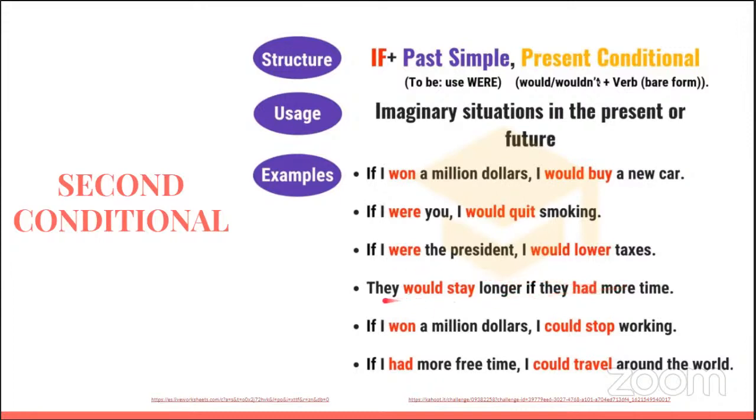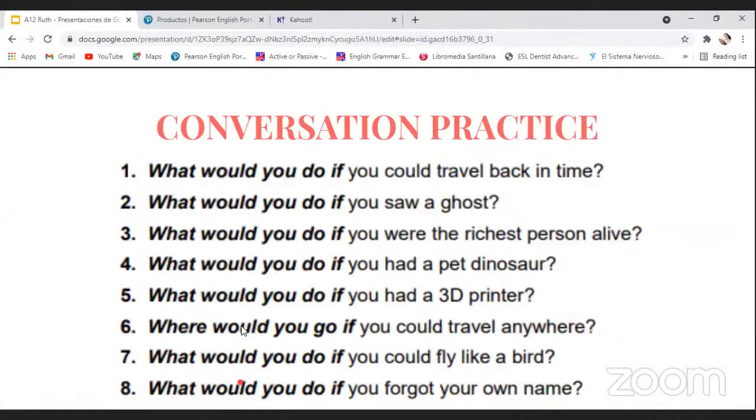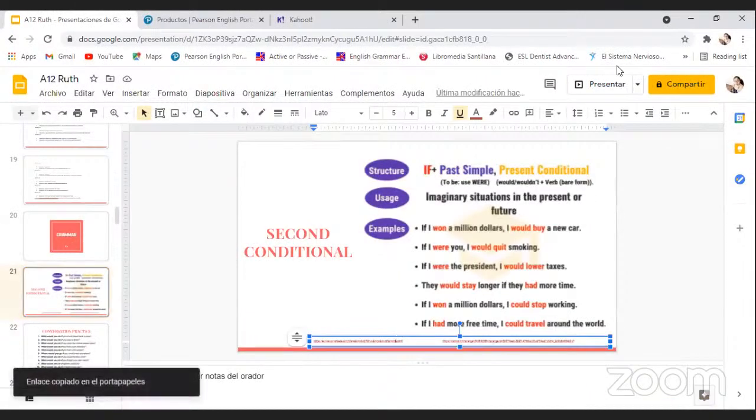They will stay longer if they have more time. If I won $1 million, I could stop working. If I had some more free time, I could travel around the world. Correct. Well, is there a doubt or a question that you may have about the second conditional? No. All right, let's please work on the practices. There you go. Please work on this practice and let me know when you're done. Thank you.